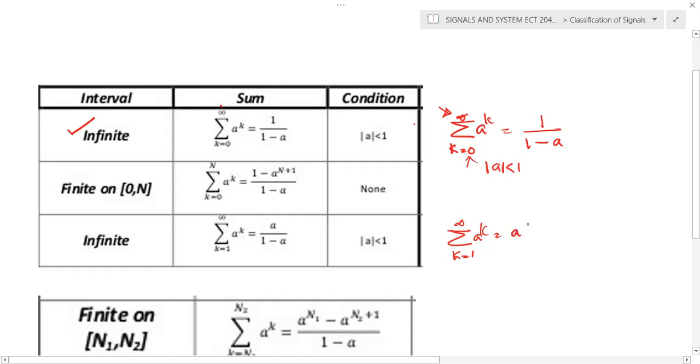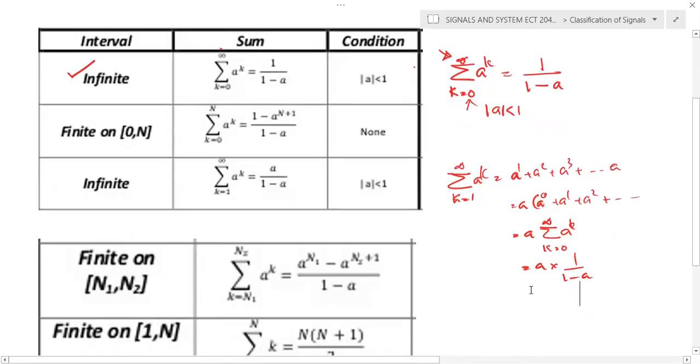if you substitute, it becomes a raised to 1, a square, a cube plus so on up to a raised to infinity. If you take a common, it becomes a times a raised to 0, a raised to 1, a square, and so on. So you can simply write it as k is equal to 0 to infinity a raised to k, and you can substitute the formula, so it becomes a into 1 by 1 minus a. Or in simple words, if the limit starts from k is equal to 1 to infinity, you need to write a into 1 by 1 minus a.